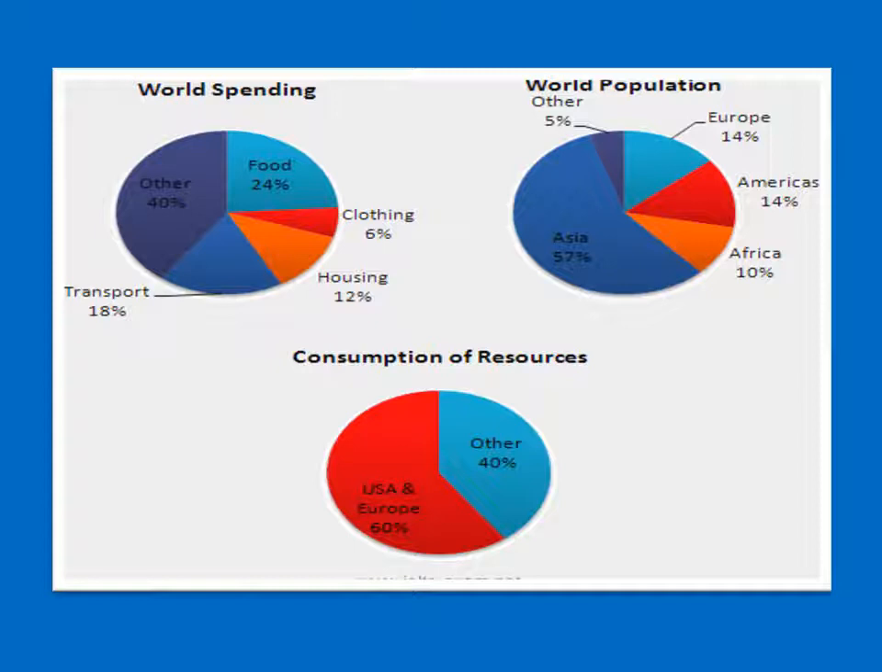The bottom pie chart is about consumption of resources. USA and Europe, you can see they consume 60% of the resources that are consumed all over the world. And the rest of the world, Asia, Africa, Australia, and other parts of the world, they consume 40%. Let's go now to the description.